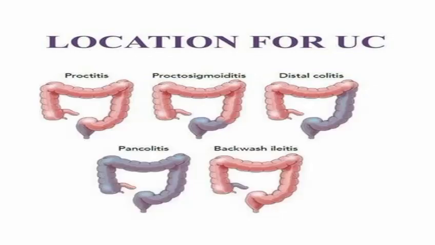So these are the locations for ulcerative colitis. Proctitis means in this condition only the rectum gets inflamed. All the other colon parts remain untouched. So here only the rectum is inflamed. Next one is proctosigmoiditis. Along with the rectum, the sigmoid colon also gets inflamed, so it is known as proctosigmoiditis.